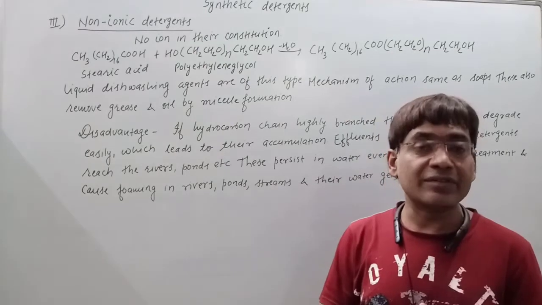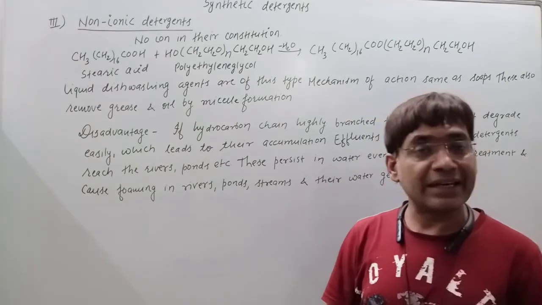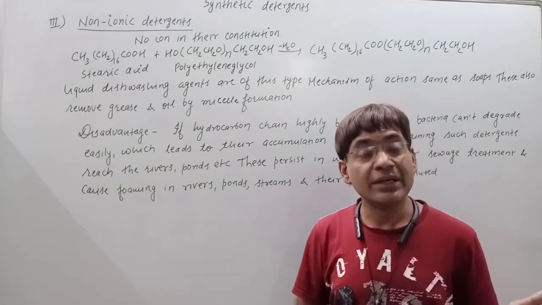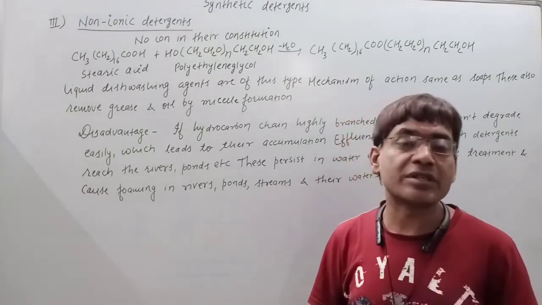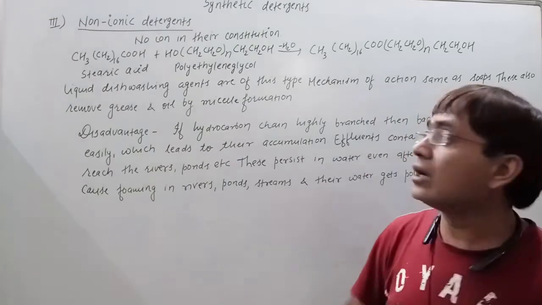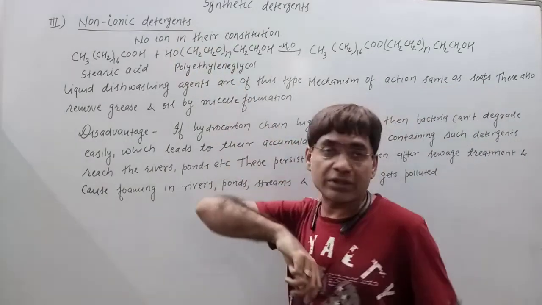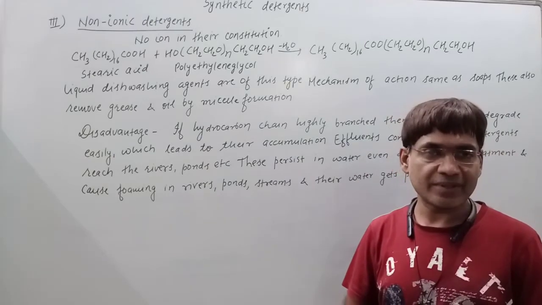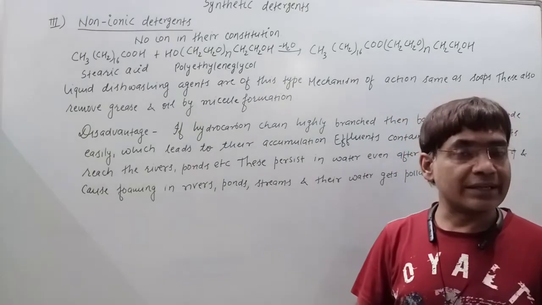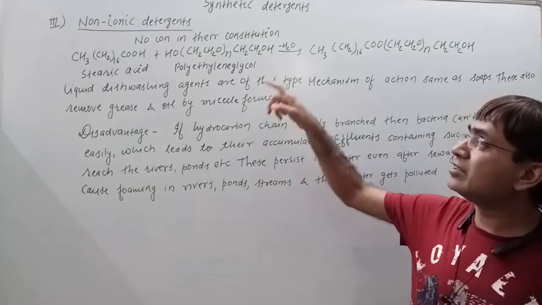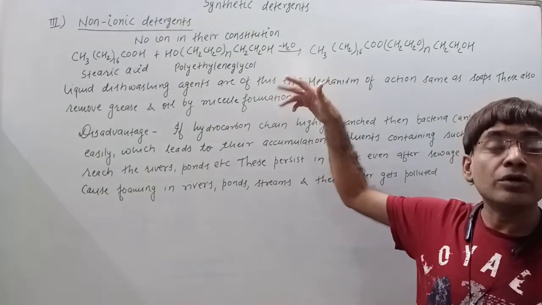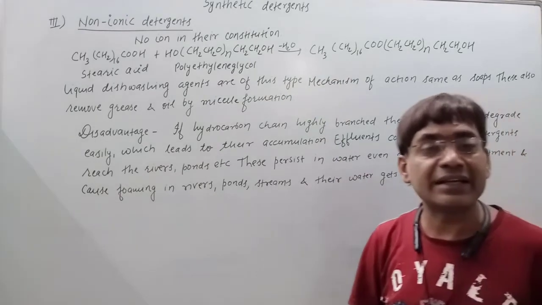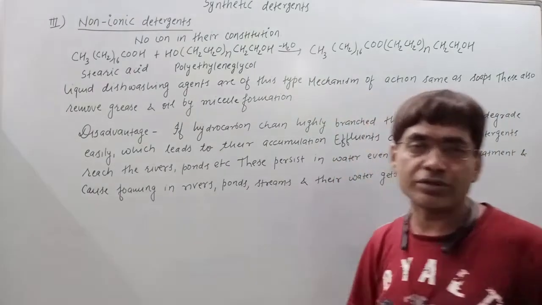Anionic and cationic detergents were salts. They contained both cation and anion. In anionic detergents, the anionic part was responsible for cleansing action. In cationic detergents, the cationic part was responsible for cleansing action. Now, in non-ionic detergents, as the name suggests, no ion is present in their constitution. These are neutral. They do not contain any cation or anion.